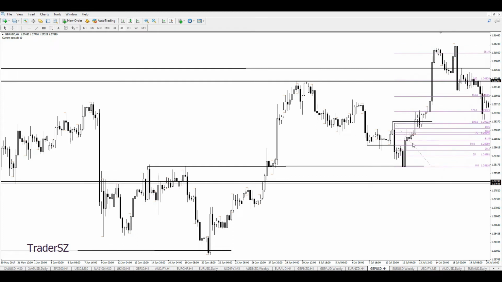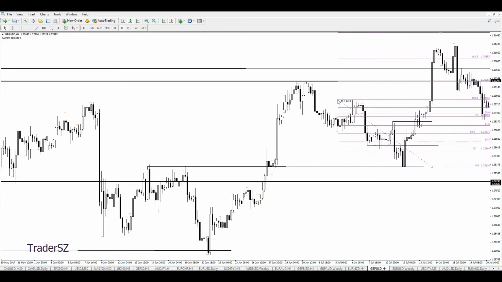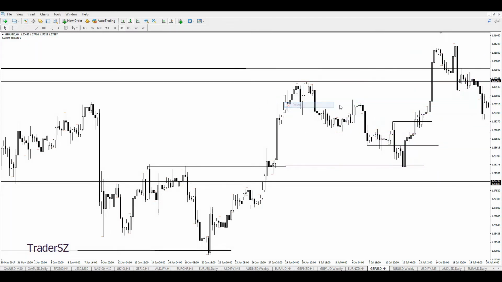Fib extensions can be used as targets: 161.8, 200%, and then that's another swing there, 261.8, and then there. So from that swing high to that swing low, we got a 127.2 extension, and that's showing resistance, so that would have been a good area to take some off. But I'll do another video on just fib extension and profit taking. This is just on swing trades.